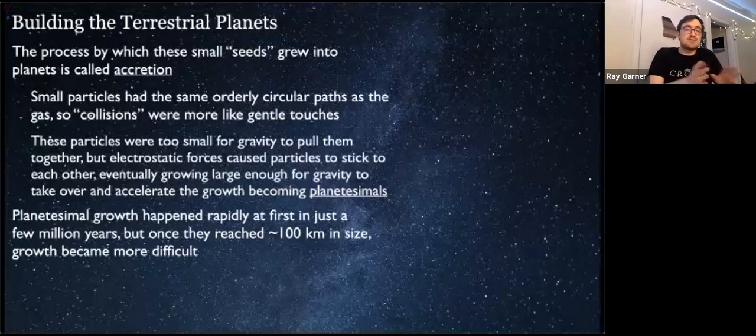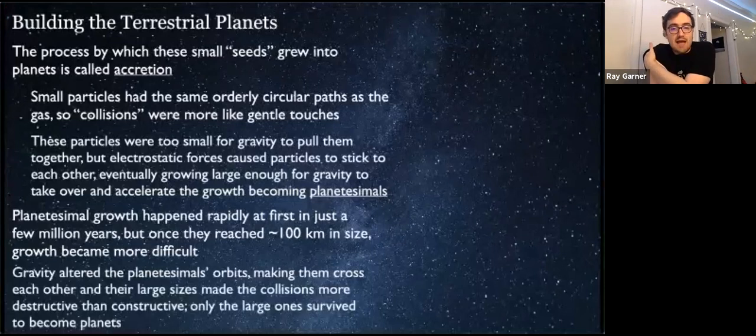But once they reached about 100 kilometers in size, the growth became a little bit more difficult. And that's because gravity would alter the planetesimal orbits, which would make them cross each other, and their large sizes made those collisions more destructive than constructive. So eventually, only the large ones survived to become planets.